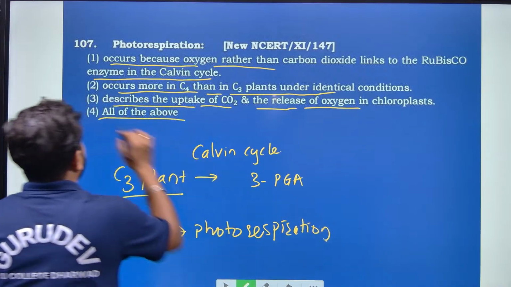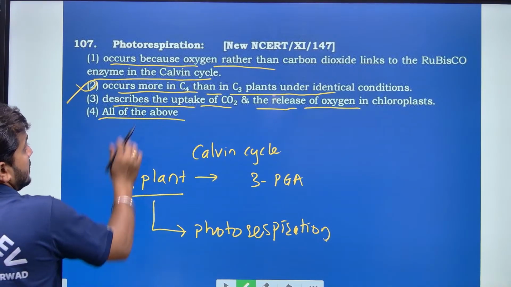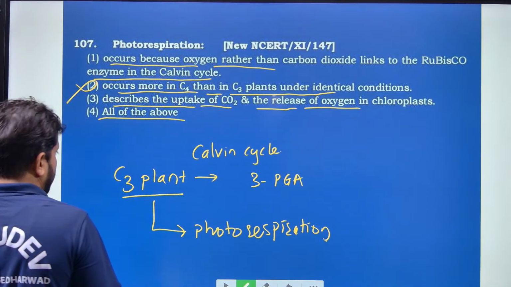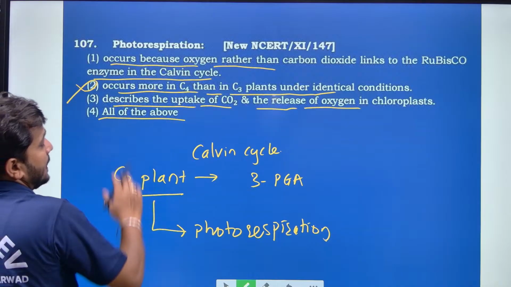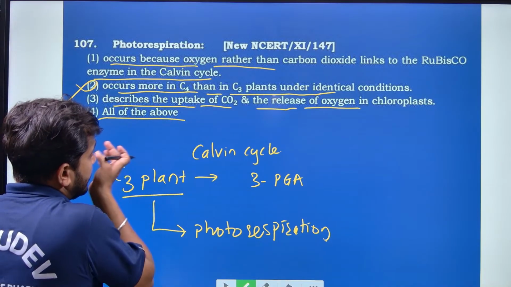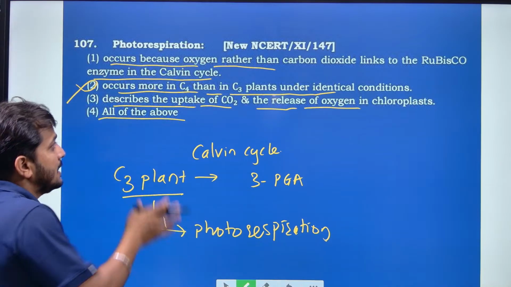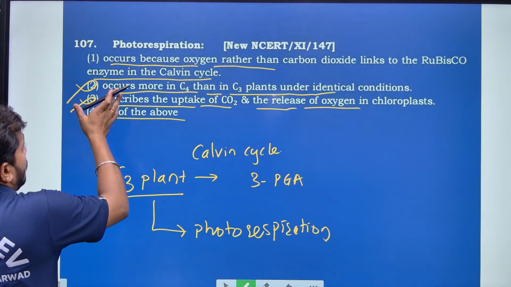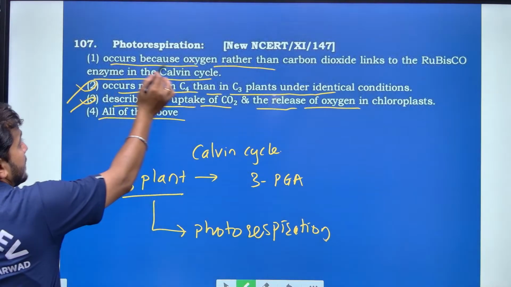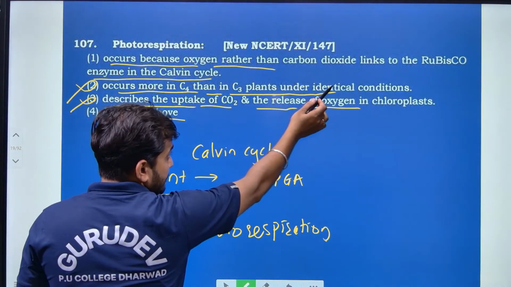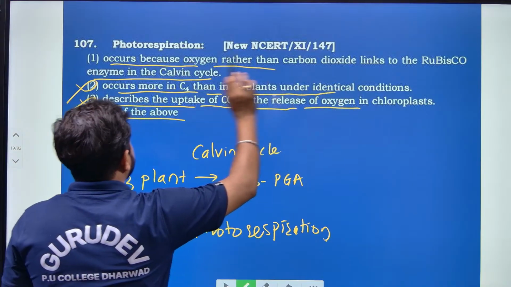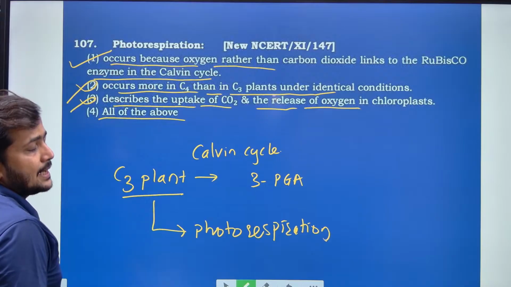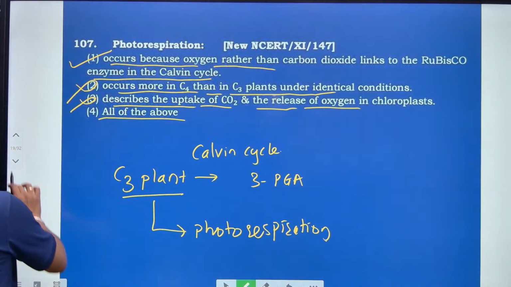So according to that, the statement that this occurs in C4 plants is wrong here, right? Then the option describing the uptake of CO2: no, because photorespiration is uptake of oxygen instead of carbon dioxide, right? So this is even wrong. So which one is actually correct? It occurs because oxygen rather than carbon dioxide links to the Rubisco enzyme in the Calvin cycle. So here option 1 is correct, right?